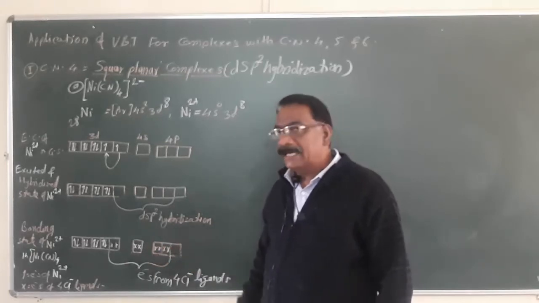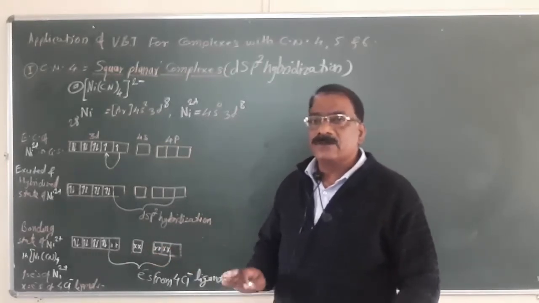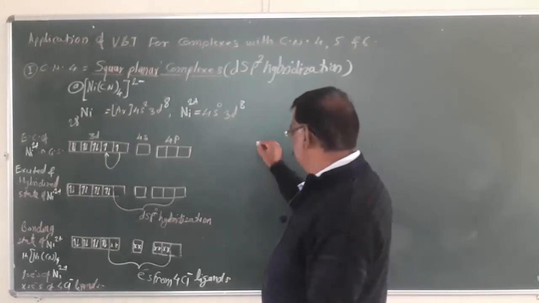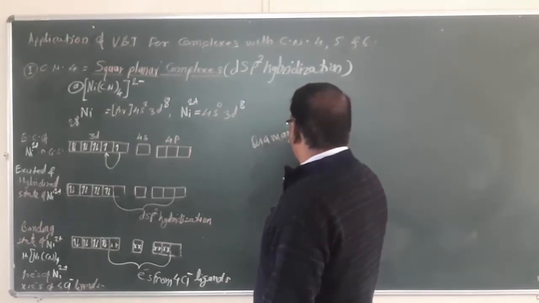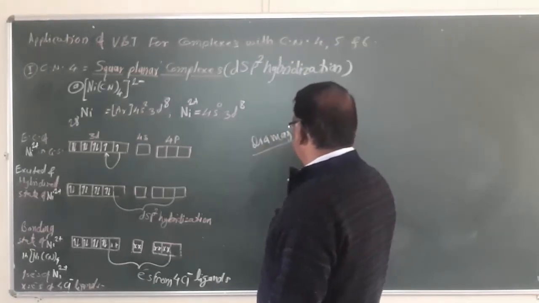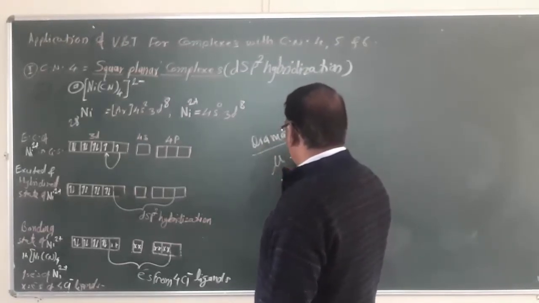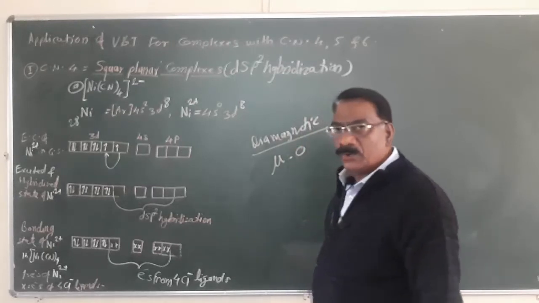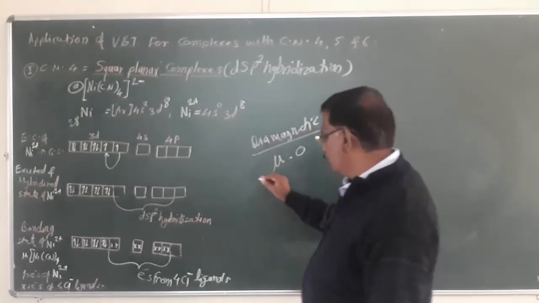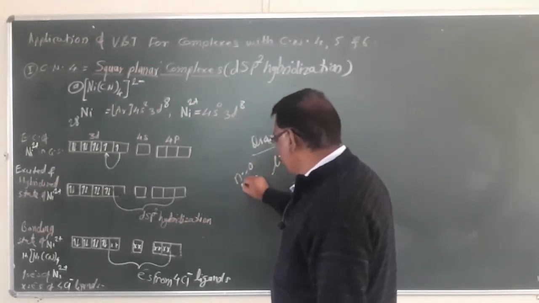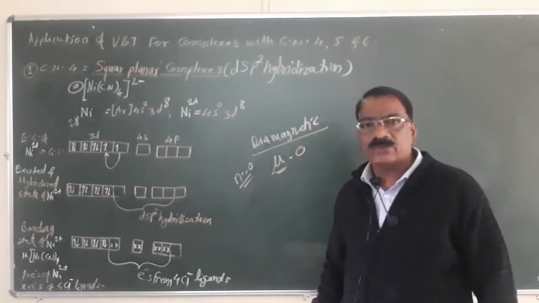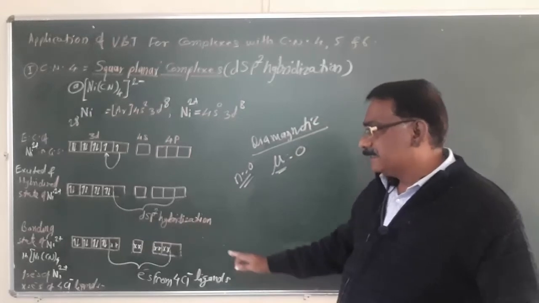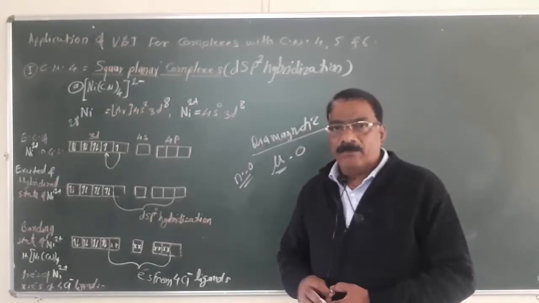As there is no unpaired electron, this complex is diamagnetic in nature. That means it has mu equal to 0. No unpaired electrons, so n is equal to 0, and as n is equal to 0, the mu value is also 0, and thus it is a diamagnetic complex.